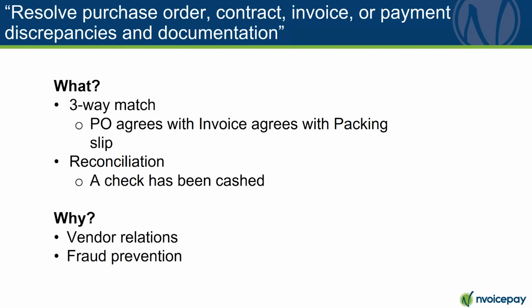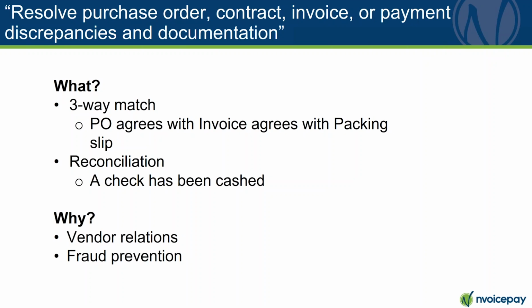Resolve purchase order, contract, invoice, or payment discrepancies and documentation. AP first needs to tackle the front-end process, which is the purchase order, the invoice, and the packing slip, which often requires coordinating with many different departments. Fraud prevention here works by matching these three, where the PO, invoice, and packing slip must all match up before a vendor is paid. And this is a very time-consuming job requiring a lot of organization in AP's workflow.